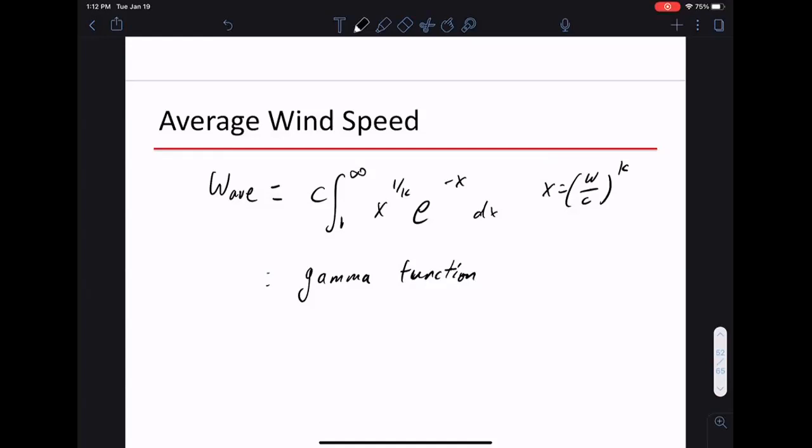For you, just remember it's some value. Okay, there's no need to go into more detail with the gamma function. But suffice to say this you have to evaluate using a computer. There's no elementary functions for this. So whenever you see this in the homework or the exam, we'll just give you the value for the average. If you're interested in more, you can look up the gamma function. It's quite an interesting function.